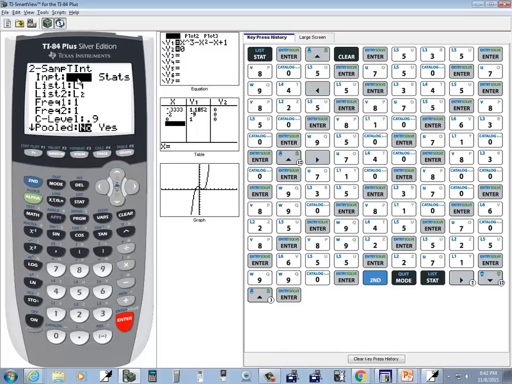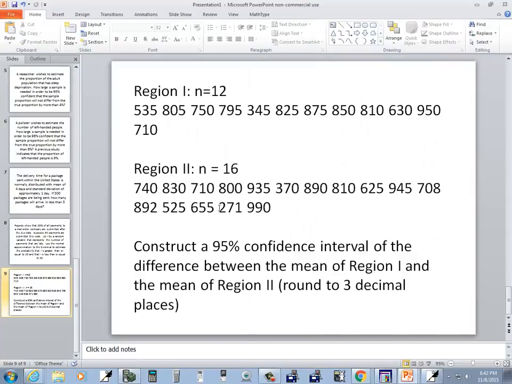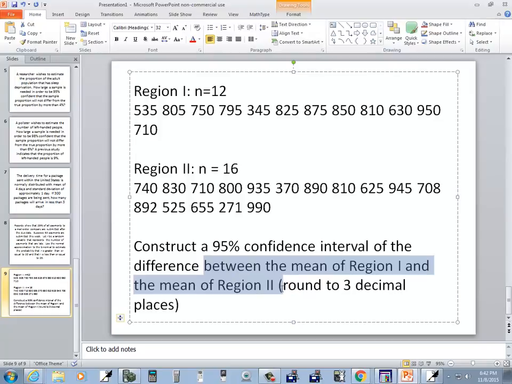Now you're either going to be given raw data or summary statistics. In this case we were given raw data, so I want data selected. If yours isn't selected, put your flashing cursor on data and press enter. Now you can't just willy-nilly put the lists in whichever one. If it says the difference between mean of region 1 and mean of region 2, you notice region 1 is first here. That means we need to put region 1 in L1, and region 2 is second, so we put region 2 in L2.